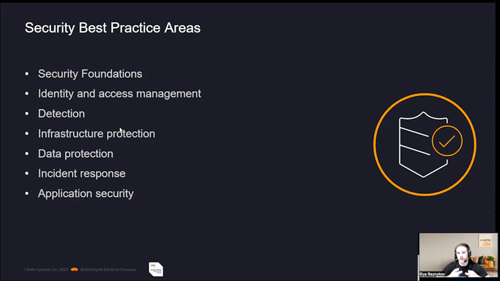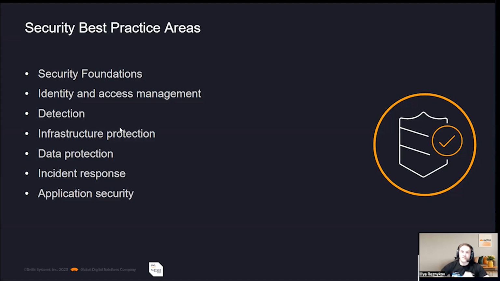We need to implement detection of security events, and we need to implement protection of our infrastructure and of our data. We need to care about application security and use services like, for example, Amazon Macie, which allows us to monitor data and inform about potential confidential data leaks. We need to implement playbooks and runbooks to be able to respond to incidents or events.